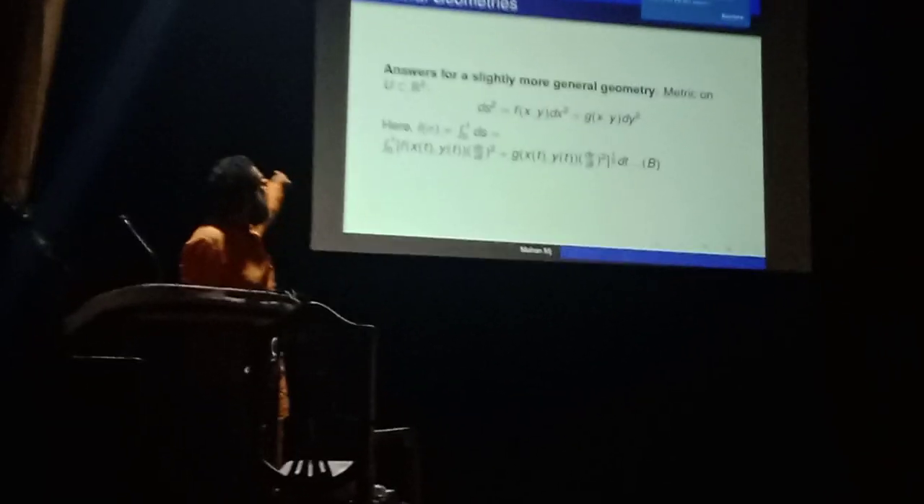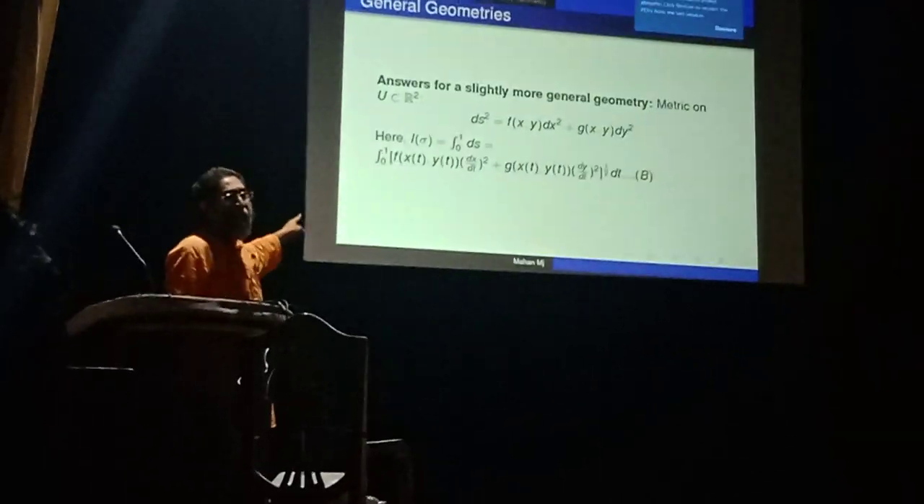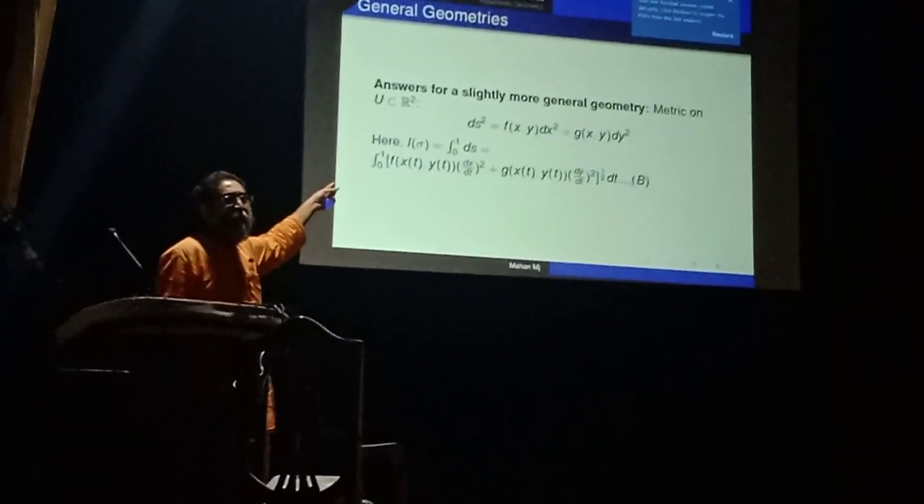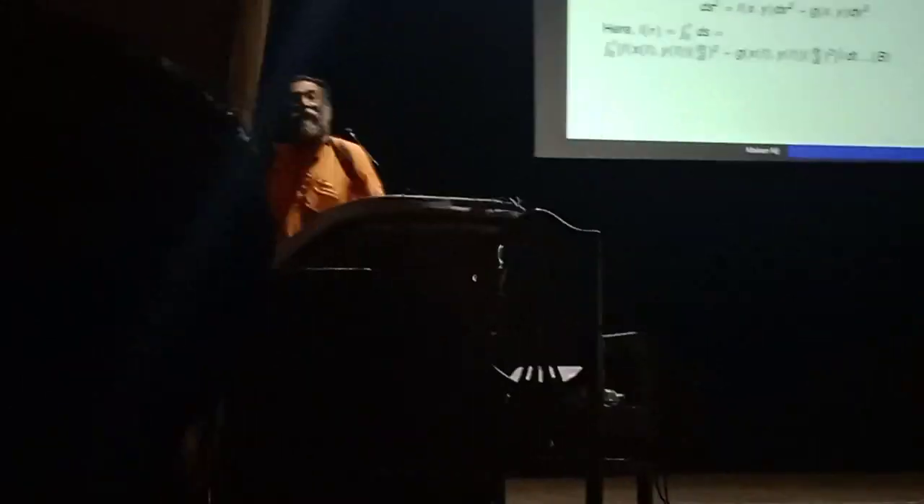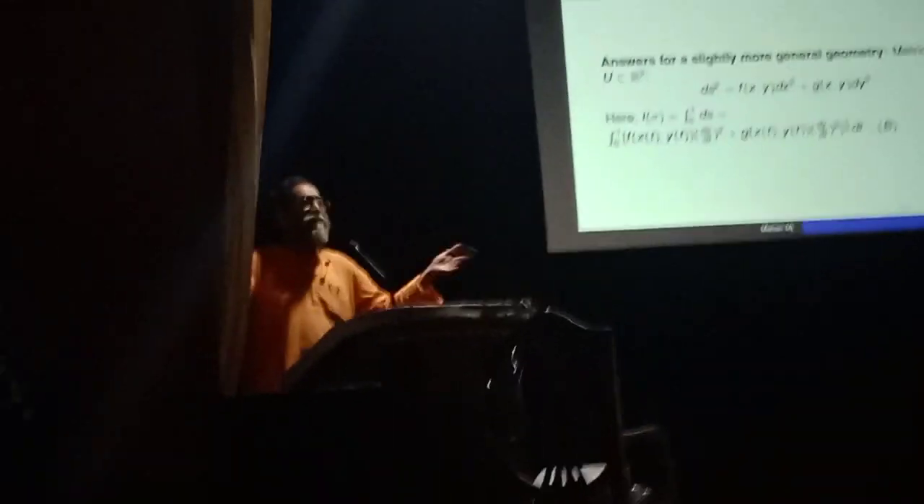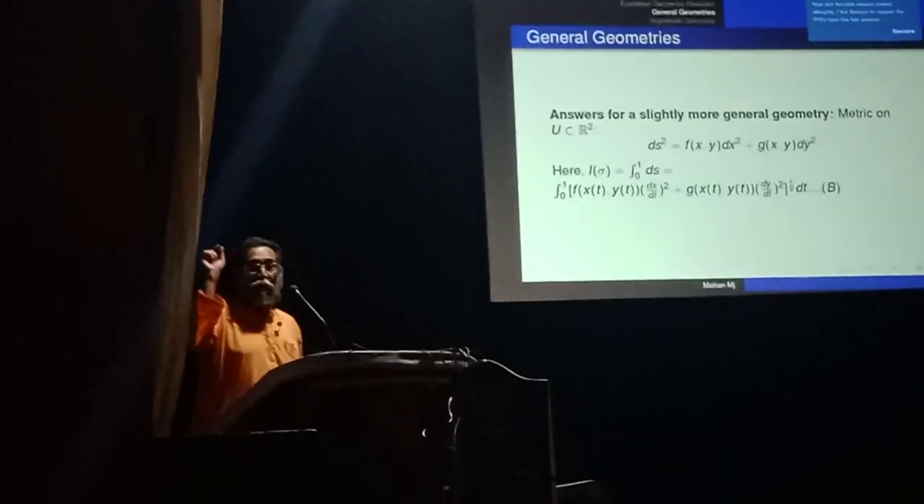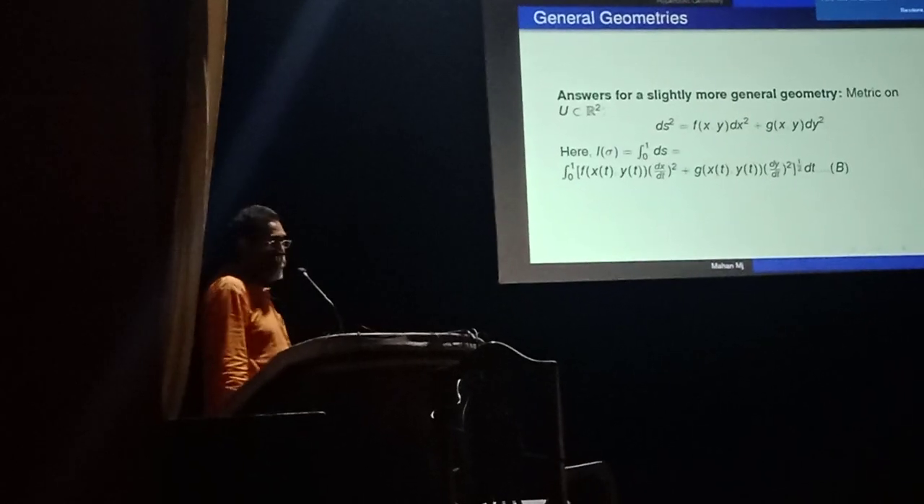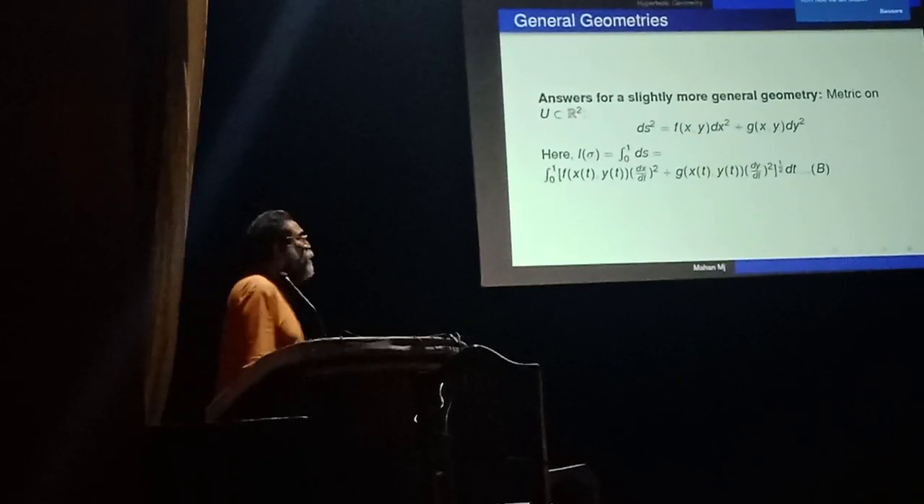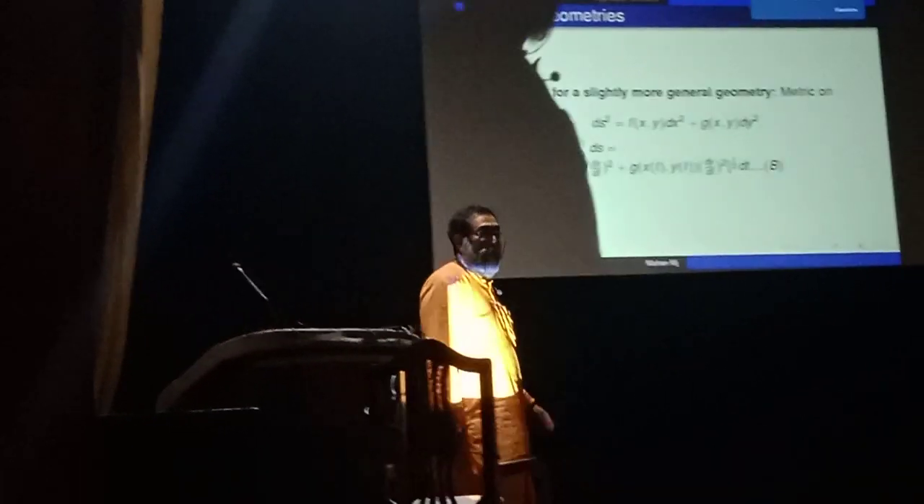It's very easy to see that whenever you have a package like this, ds square equal to f times dx square plus g times dy square, where f and g are smooth positive functions, then the remaining four axioms of Euclidean geometry that we started off with, straight line segments, lines, circles, right angles, all that is satisfied. The fifth one is what's left. That's what we need to examine. And the problem, therefore, is a choice of f and g.